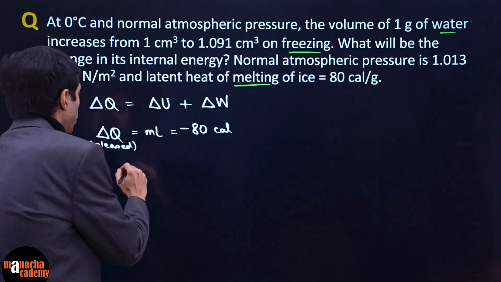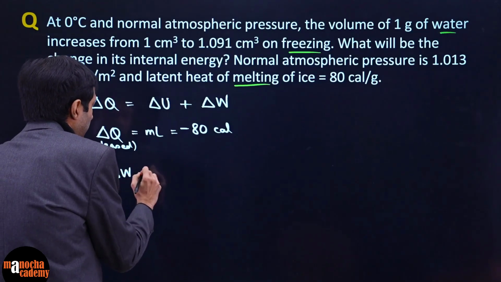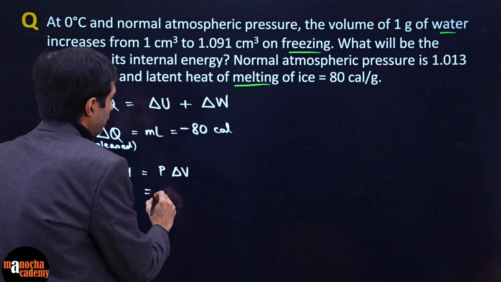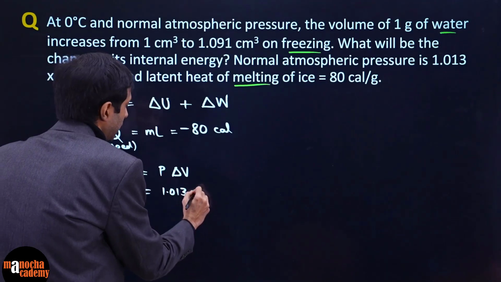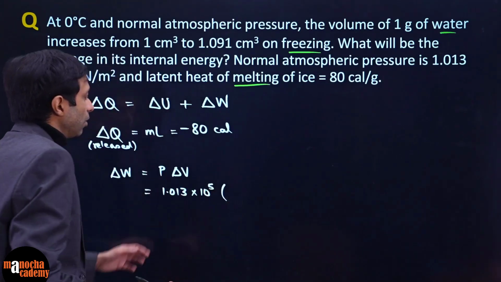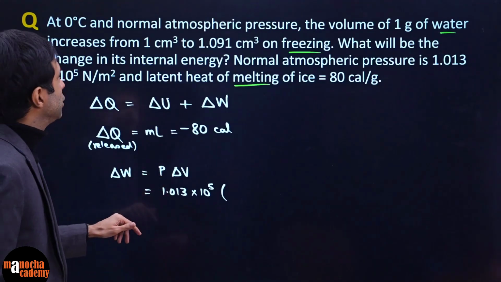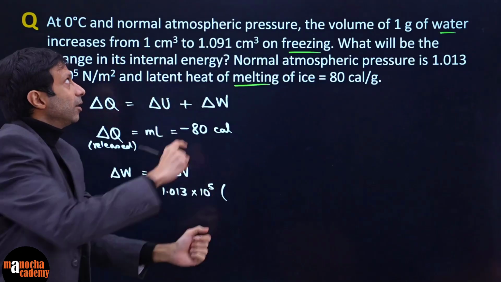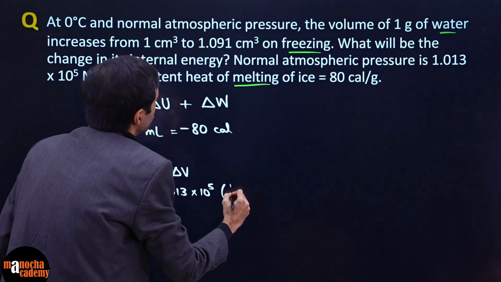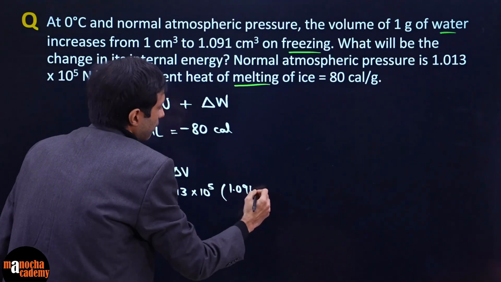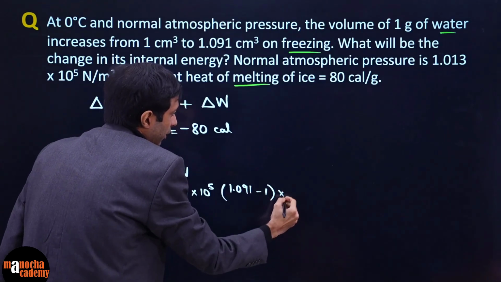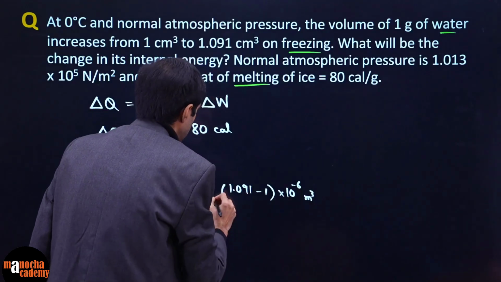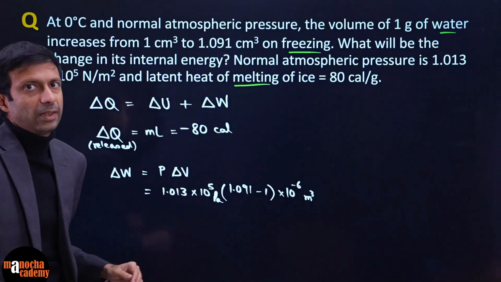Okay. Next thing. What about the work done? Delta W is P delta V. So pressure is given as constant, 1.013 times 10 to the power 5 Pascal. Delta V means change in volume, final volume minus initial volume. You can see that the volume increases. So will the work done be positive or negative? Positive, because the final volume is bigger than the initial volume. So 1.091 centimeter cube minus 1. And of course, to convert it to meter cube, we multiply by 10 to the power minus 6. So many meter cube, and this is in Pascal.